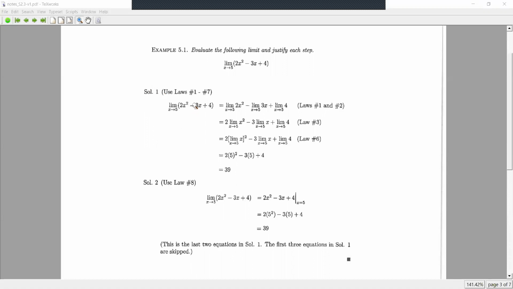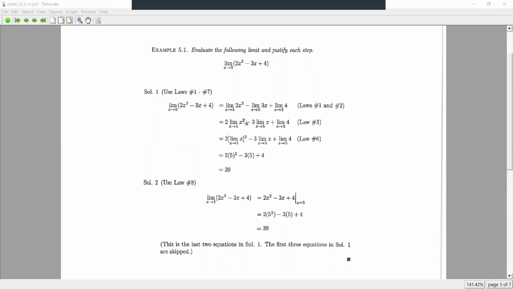By difference and summation laws, I can split this limit into this limit minus this limit plus this limit. Then by constant times a function law, I can move constant 2 outside this limit and constant number 3 outside this limit, to get this equation.